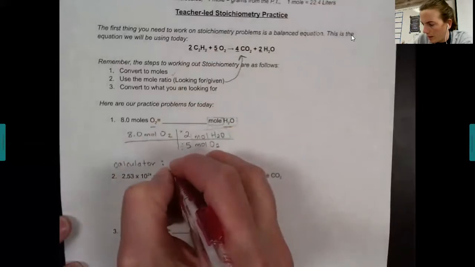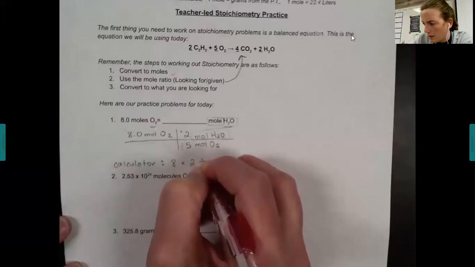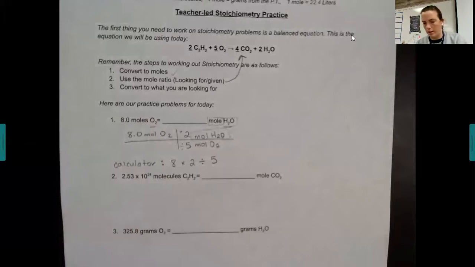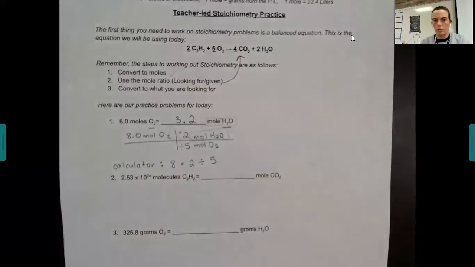would look like 8 times 2 divided by 5. Okay, so go ahead and do that. All right, 8 times 2 is 16 divided by 5 gives me 3.2 moles. Okay. So let's look at the next question.